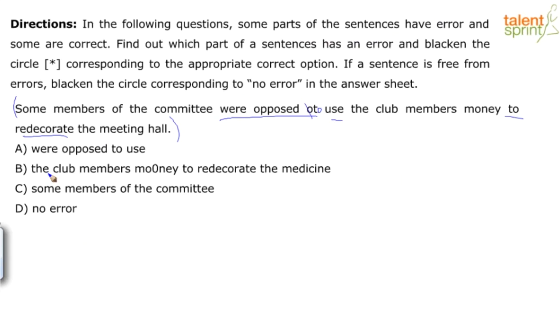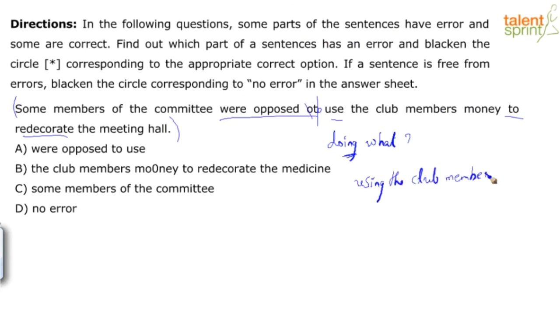So having said that, some members of the committee were opposed to doing what, right? If I break it here and I'm asking a question, they were opposed to doing what? And the question answers with use the club members' money. So if I'm asking this question, doing what, I need a continuous verb form here, right? Some members of the committee were opposed to not use the club members' money, using the club members' money.